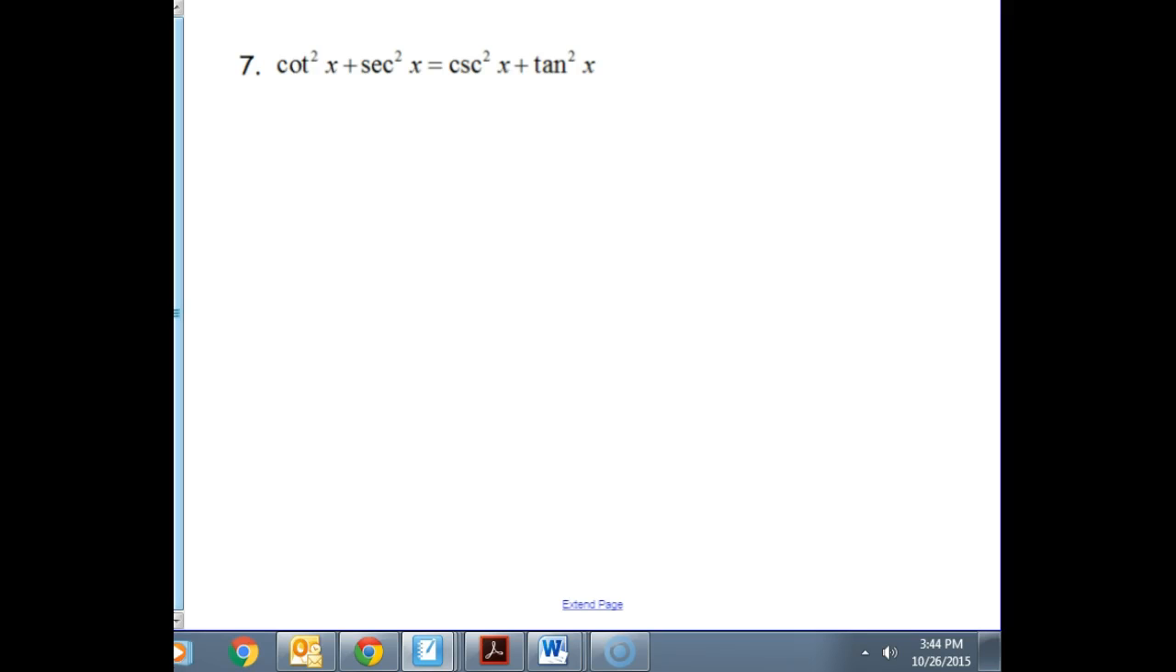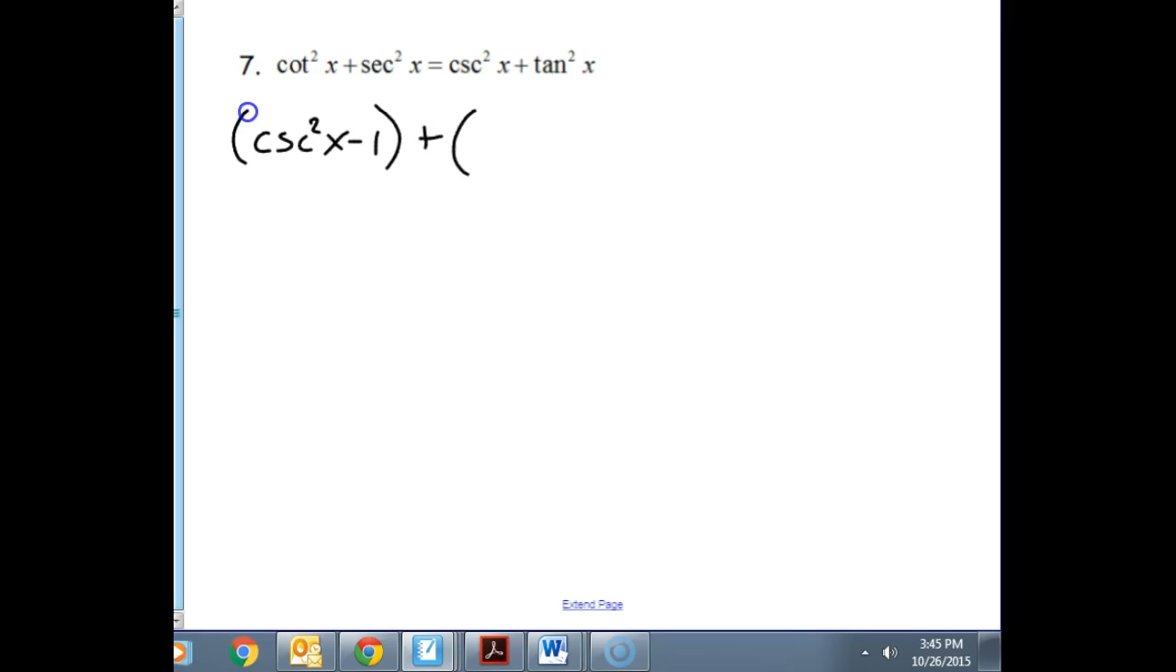Alright, so what does that mean for us? Let's see. Cotangent squared x is actually the same thing as cosecant squared x minus 1, right? Which happens to be the first term on the right side, so I'm kind of going towards my goal here, okay? Plus, well, what is secant squared x?